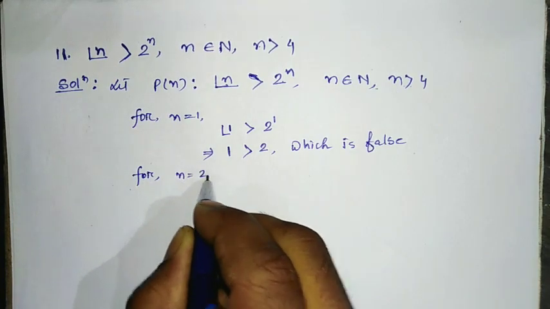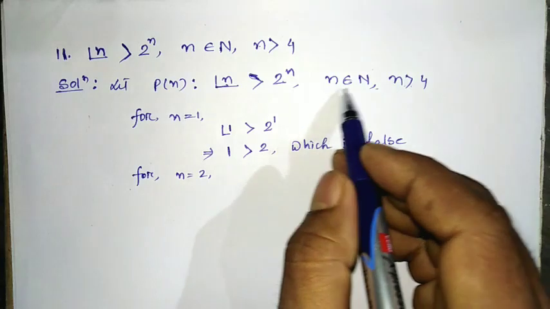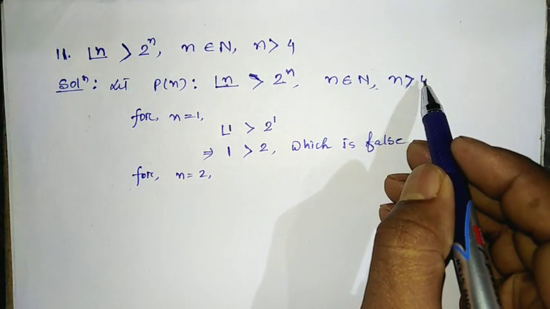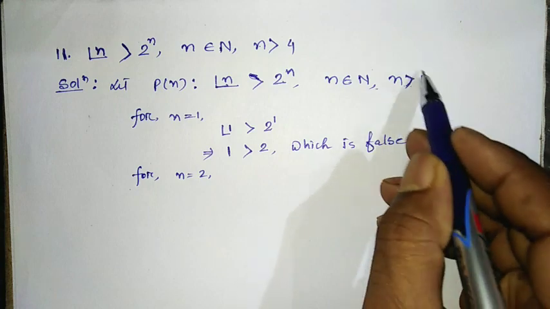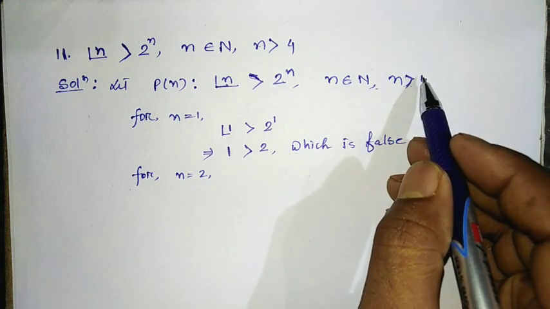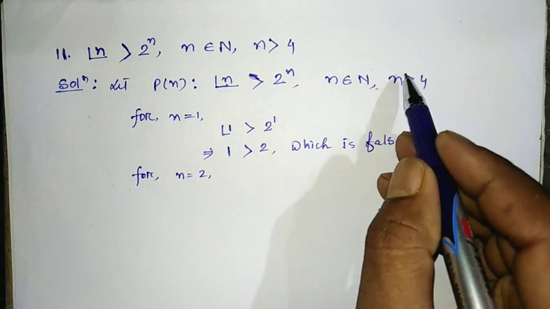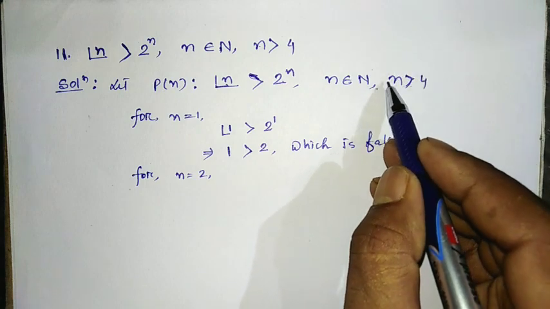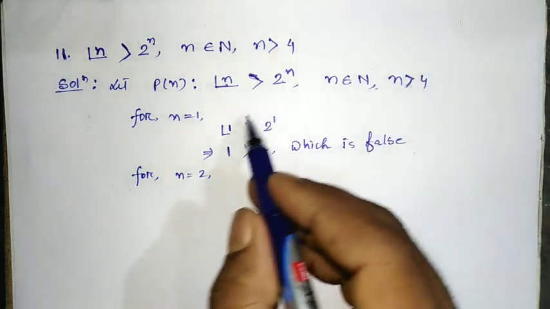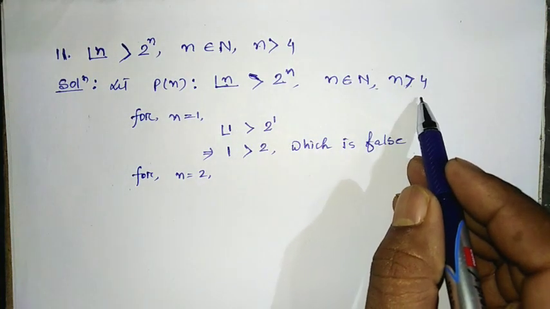For n equal to 2, why are we taking 2, 3? Because here the value of n must be greater than 4. But in the previous sums, this condition was not given. In these sums, the one condition is there that n must be greater than 4. So we have to check for all the values below 4.